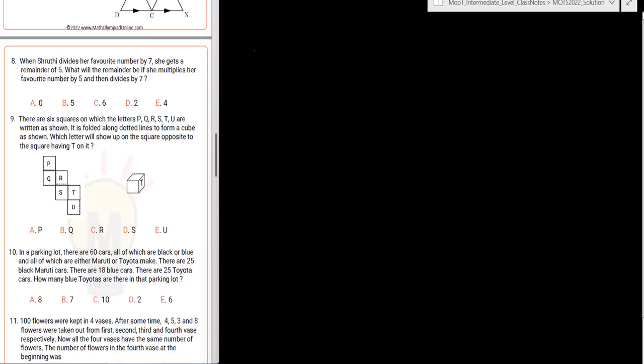Oh, very interesting problem. So she has some favorite number, we don't know what it is. She divides her favorite number, let's say it is x, by 7, and she gets a remainder equal to 5. That means if you take x and make it into groups of 7, you will have 5 remaining, isn't it? Let's take x equal to 19, for example.